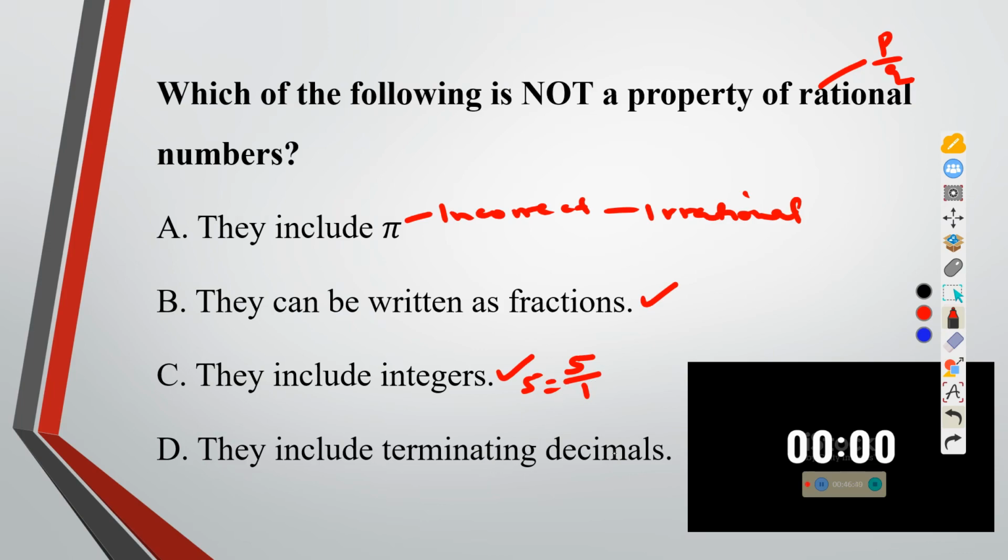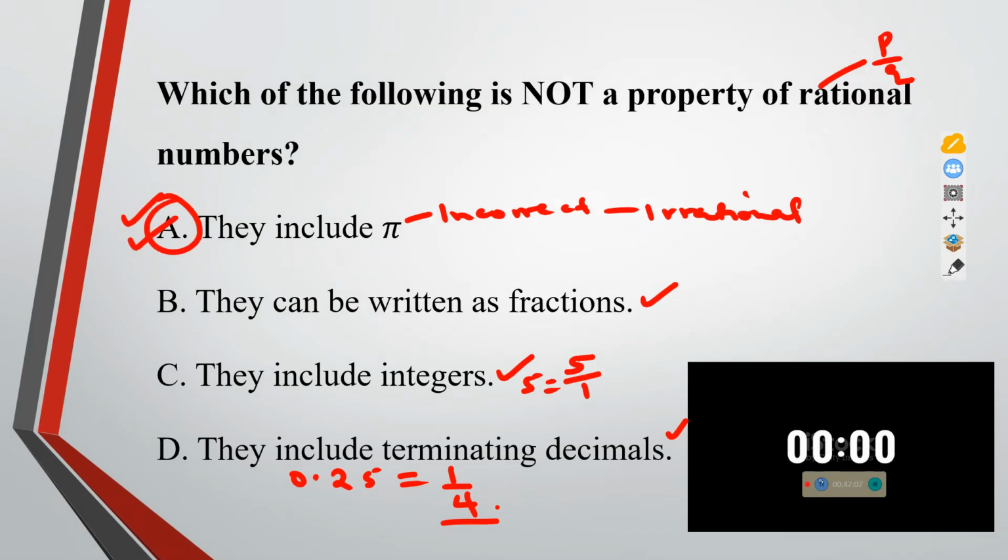They include terminating decimals. This is also correct because many rationals terminate. For example, 0.25 can be written as 1 over 4. This is a terminating fraction. Then others repeat, but the set includes terminating ones. So this is also true. So which of the following is not? So the answer will be A. So we look at the next question.